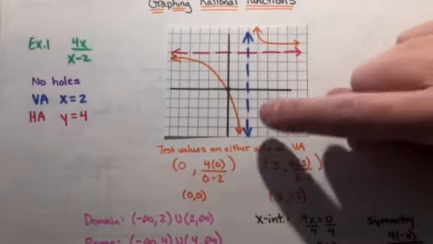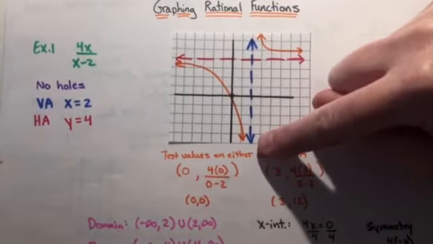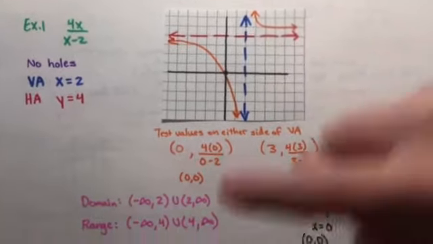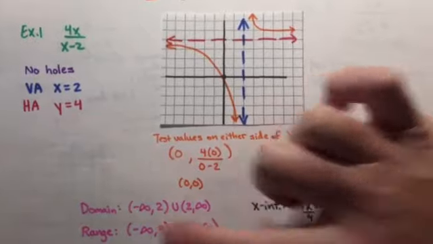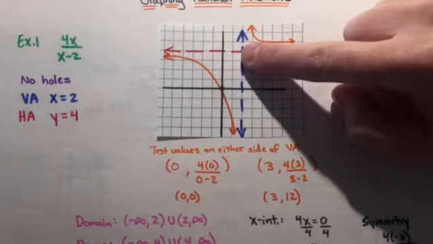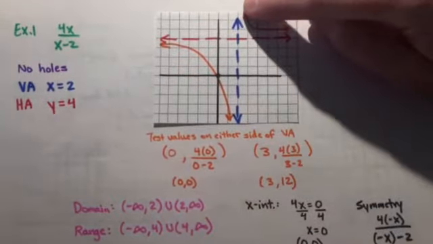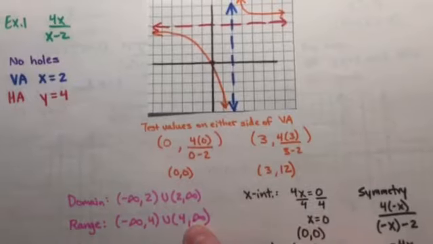Range is similar. We go from the bottom of our graph to the top of our graph and look at what y can't be anywhere in that space. So negative infinity is the lowest possible value, up to 4, and then it can't equal 4, so we put parentheses. But then it could be anything above 4, so we put 4 to infinity.